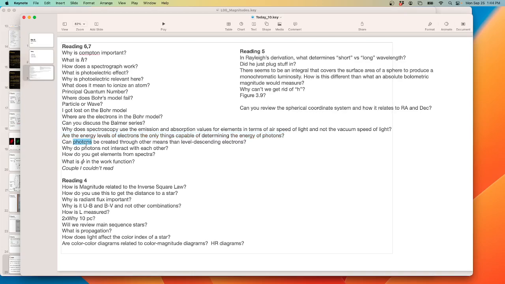Can photons be created through other means other than this level descending business? Yes, all kinds of places. We'll talk about some of them.